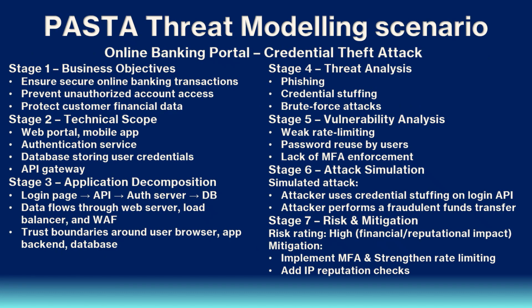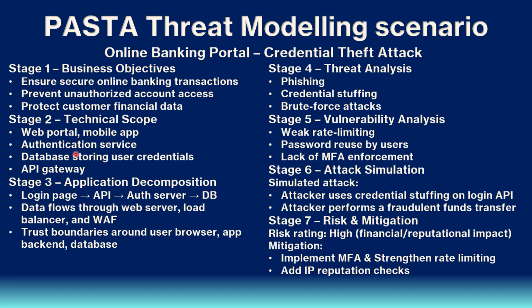Now I will show you a scenario that will give you a clearer picture of how PASTA works. Imagine an online banking portal where customers log in to check balances, transfer money, and pay bills. This portal is critical to the bank's operations and directly tied to customer trust. These are the 7 stages we'll follow for this scenario. First, the business objectives: ensure secure online banking transactions, prevent unauthorized account access, and protect customer financial data. These are our business objectives for the banking portal.